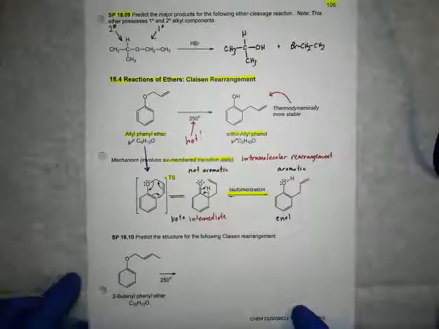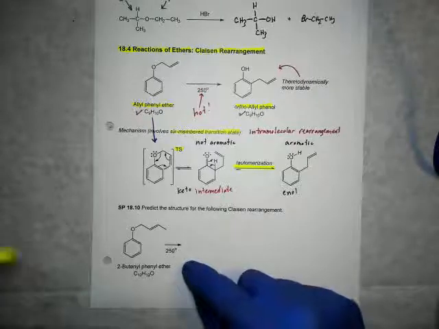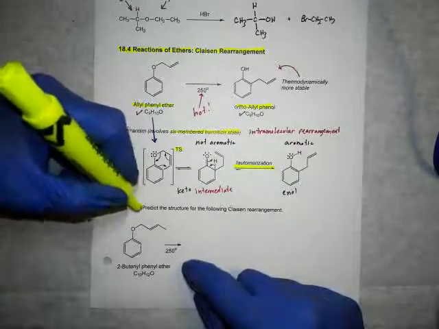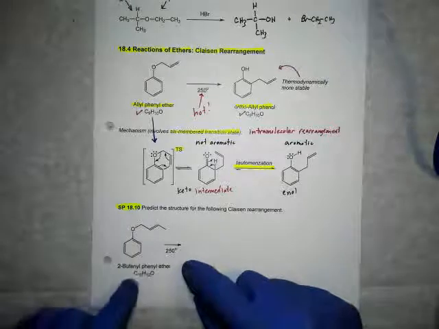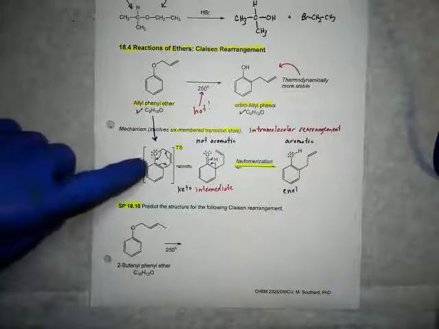Now, let's see if we can work one of these on our own. Move down to the bottom of page 106, sample problem 18.10. It says, predict the structure for the following Claisen rearrangement. Now, the way I suggest that you go about this is you make an illustration of the transition state. How do we do that? Here's how you do that.